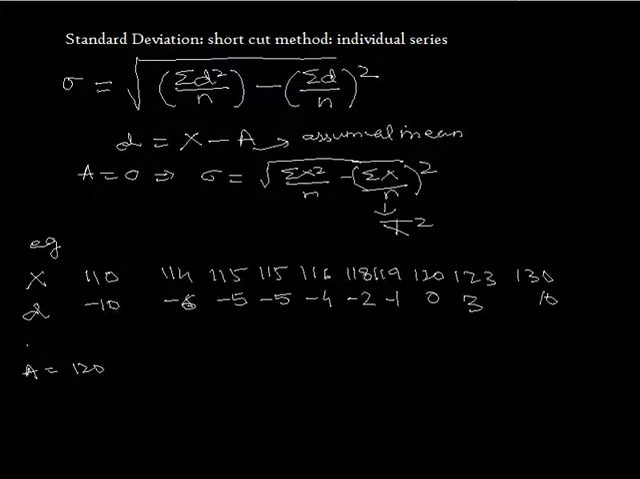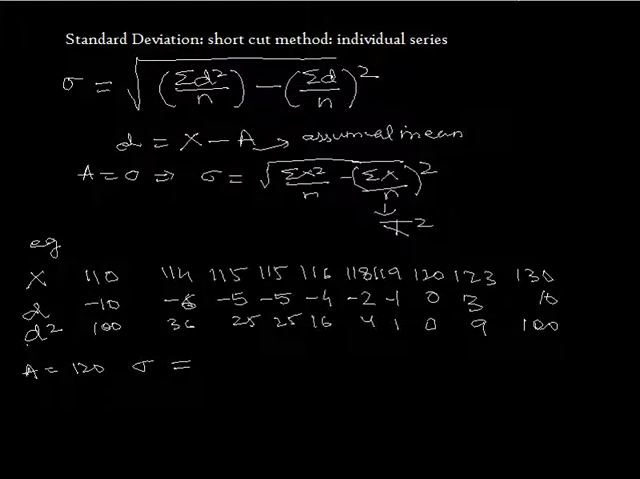We need to have summation d square as well. So that would be 100, 36, 25, 25, 16, 4, 1, 0, 9, 100. Okay, so now see what our sigma or standard deviation would be. Essentially it would be, what is this? The total for this is 316. The total for this is minus 20.